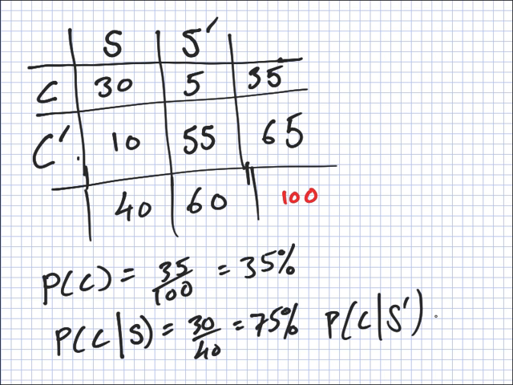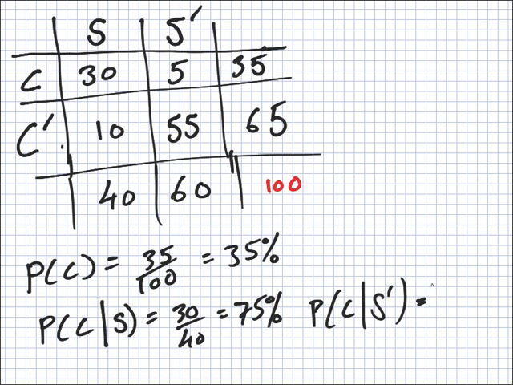And the probability of cancer if you're a non-smoker? 5 over 60. What's that? It's nearly 10%. About 9%, isn't it? No, it's not 9%, is it? Or is it 12%? Yeah, 8.3. Okay, we'll just say 8%.